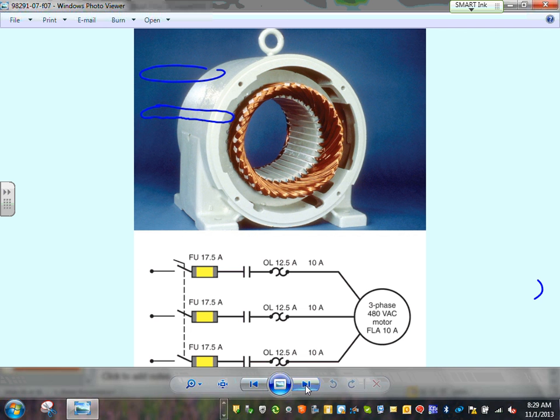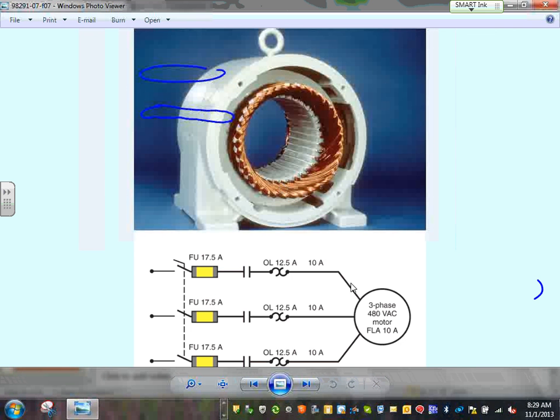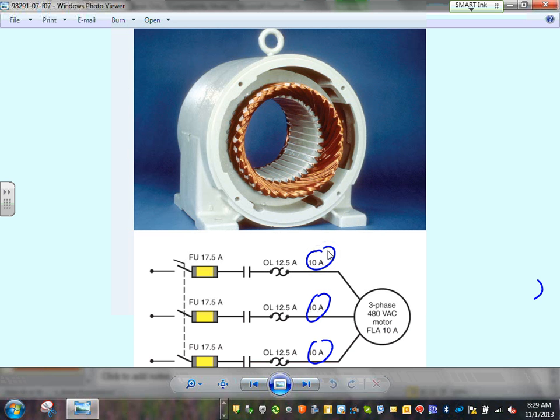This is what happened. This is really nice. If you look, Adam, here's a 10 horsepower motor, guys. Really nice, beautiful looking 10 horsepower motor, healthy. Can you guys see the windings? Nothing is burned in it. The motor is rated for 10 amps on each phase. The overload is at 12.5 on each phase. The fuse is rated for 20 amps on each phase, and everything is up and running.